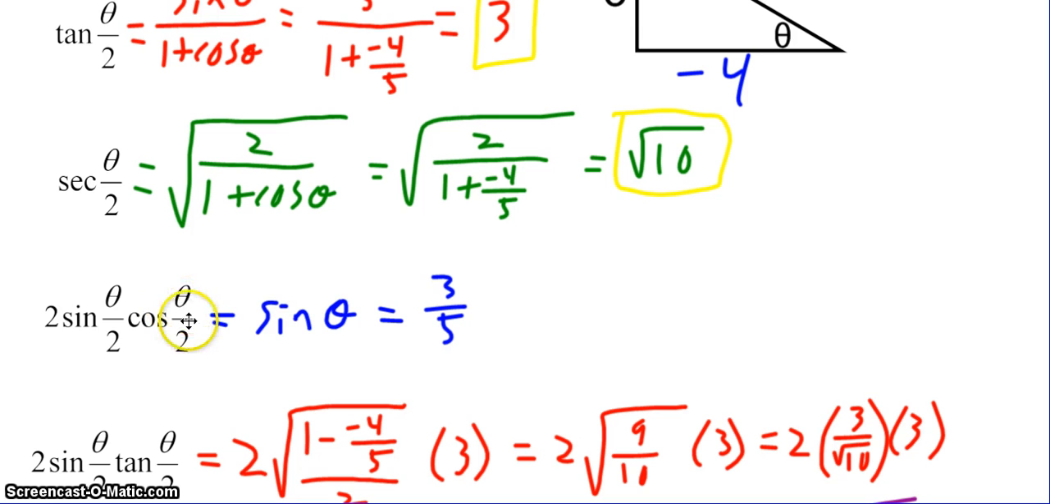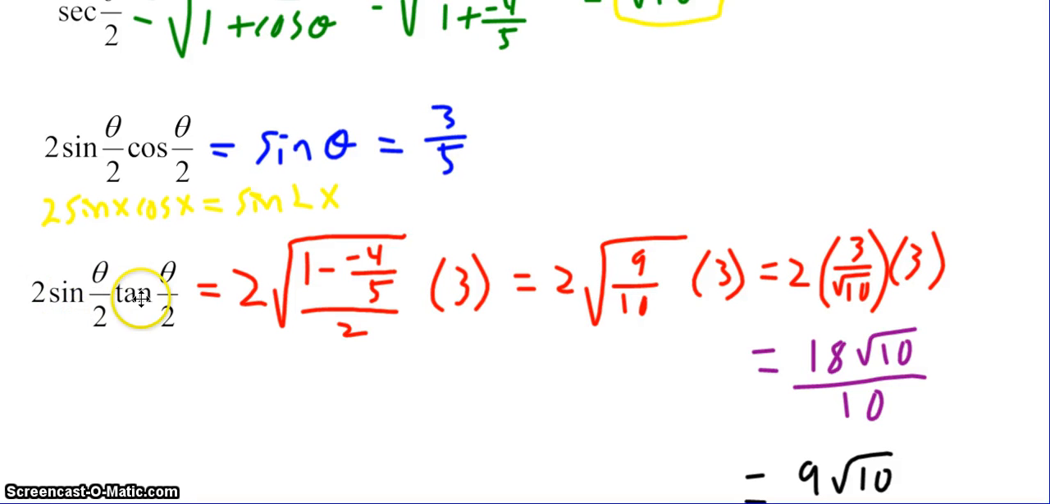2 sine theta over 2, cosine theta over 2. This is the double angle identity for sine. However, the angle is a half angle, so this just equals sine of theta. Normally, think about the double angle identity where we say 2 sine x cosine x equals sine of 2x. So here, my 2x is actually just theta, and x is theta over 2. The identity still works though. So what is the sine of theta? It's 3/5.